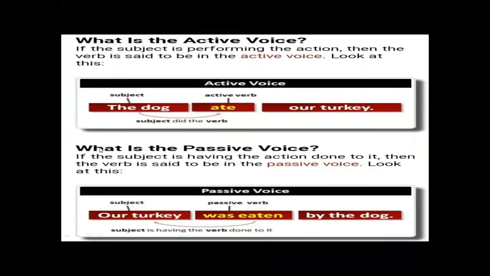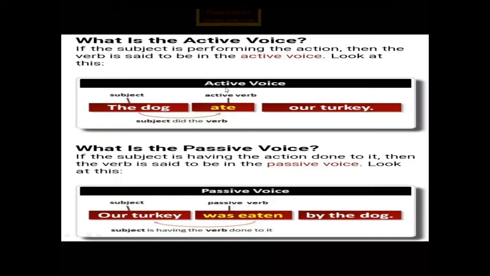What is the active voice? Let's see. Already we have told you, if the subject is performing the action, then the verb is said to be in the active voice. Commonly, whatever we have studied is active voice. The tenses I told you yesterday are all in active voice. You know the construction: subject, verb and object. So let's see the example.